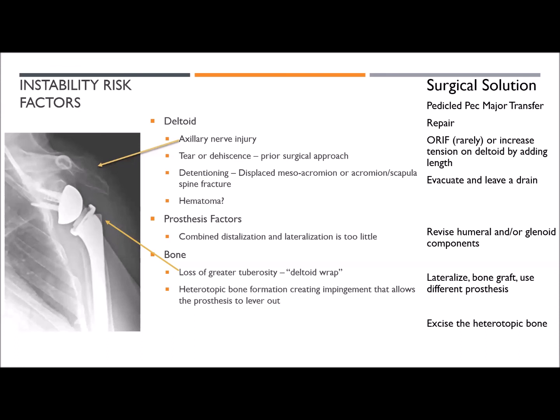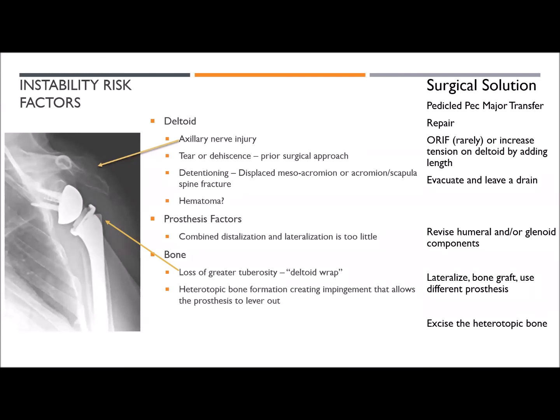I think people talk about the deltoid wrap effect, which is related to the greater tuberosity. When it's present, the deltoid muscle has to wrap around the greater tuberosity, which gives the deltoid a little bit more of a stability-creating vector. So if the greater tuberosity is gone, the deltoid is pulling more superiorly on the humerus, and with the arm in adduction, that situation can contribute to instability. So I think the deltoid wrap is a real thing.